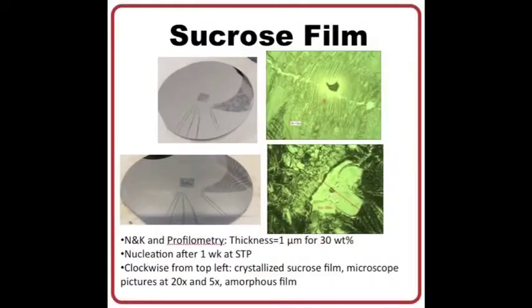What we have done in the Fab Lab is that we've mixed up various concentrations of the sucrose solution with water. We've made some thin films of them and characterized those thin films using the N and K and the XRD. And then we have also used the XRD to characterize the crystallinity of those films after they have crystallized over time.